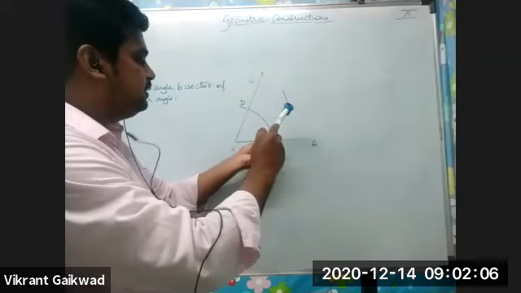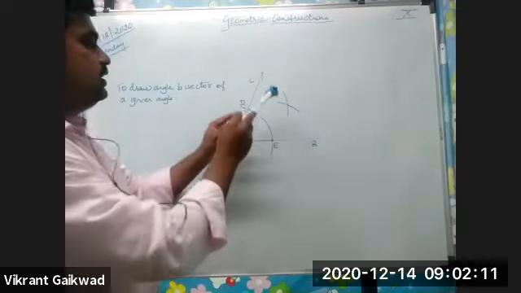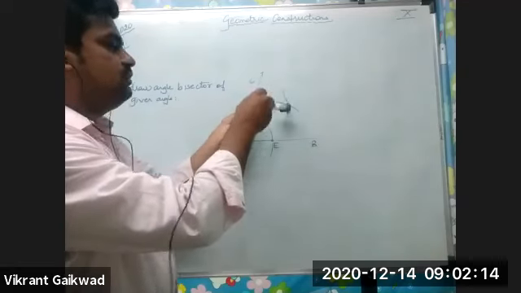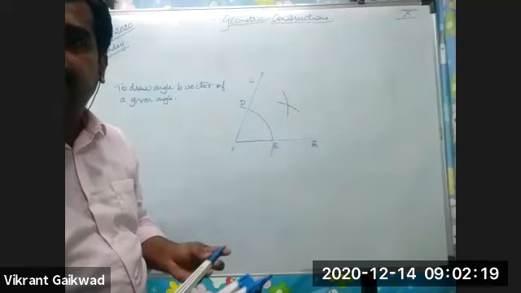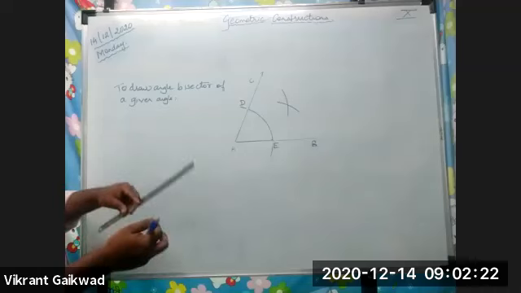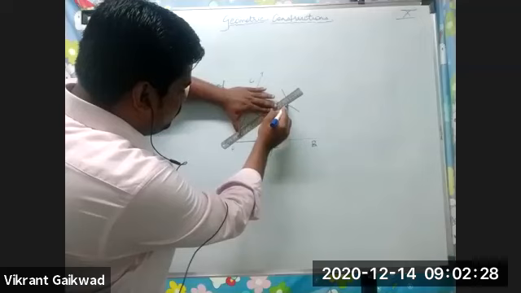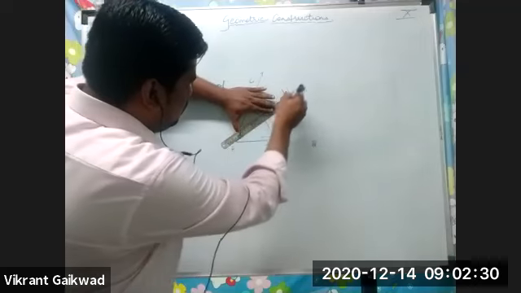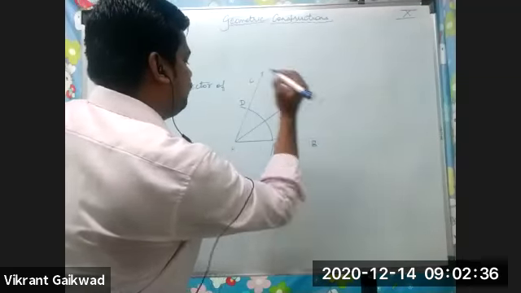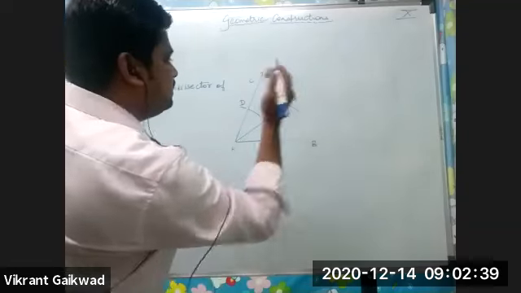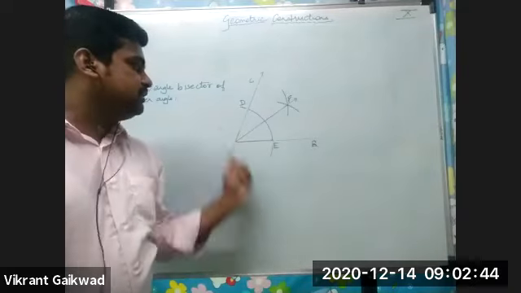After that, keep the tip at E and cut one more arc. You get the intersection point. D, first arc. E, second arc. Is this clear? Now join A with the point where the two arcs are meeting each other. See? So AF is the angle bisector of CAB.